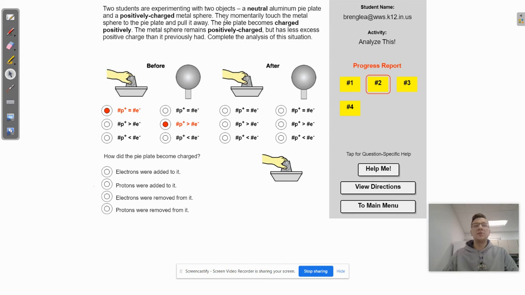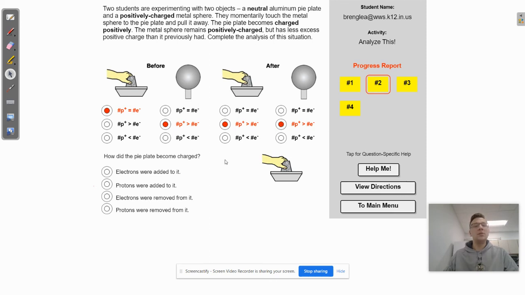It says they momentarily touch the metal sphere to the pie plate and pull it away. So when you touch the objects, there's going to be a transfer of electrons. The pie plate becomes charged positively. So the pie plate started neutral, and now it's positively charged as more protons than electrons, okay? And then it says the metal sphere remains positively charged, but has less of a positive charge than what it had before. So it stays positively charged, but it's not as positive as it used to be, okay?